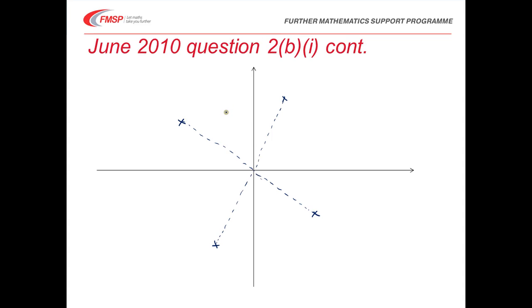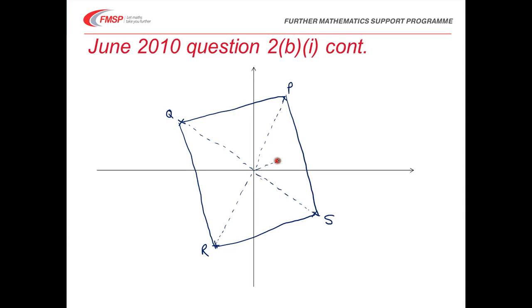So that's all I need to do for the first bit, but it then talks about the midpoints of the sides PQRS. So let's actually draw the square in, and label it P, Q, R and S. And look at one of those midpoints. We'll call that point M. So this length here is √3, and this angle here is pi/4.